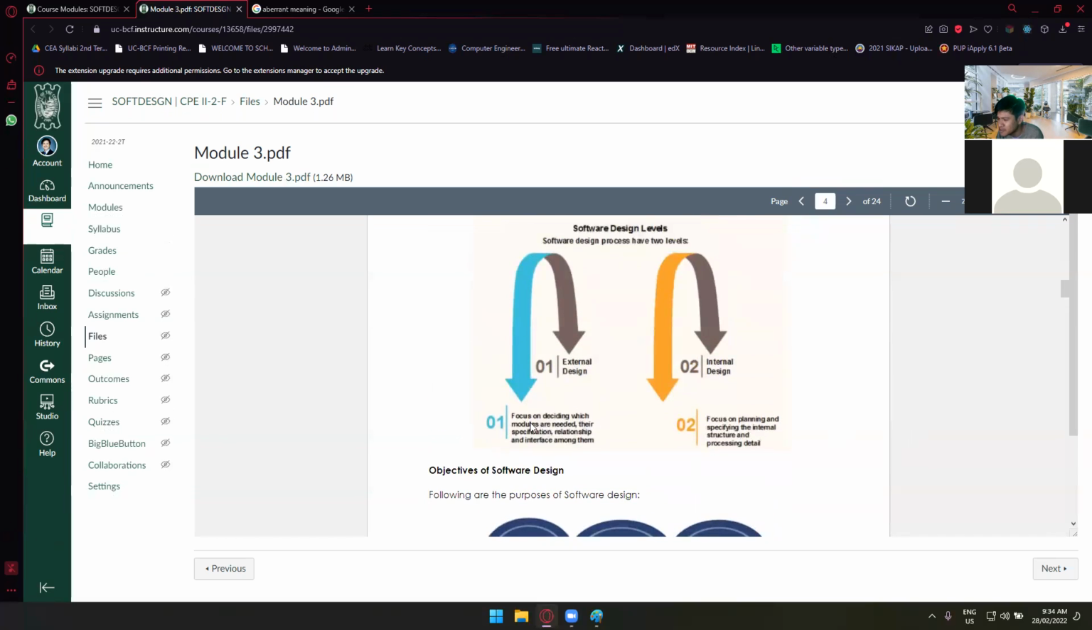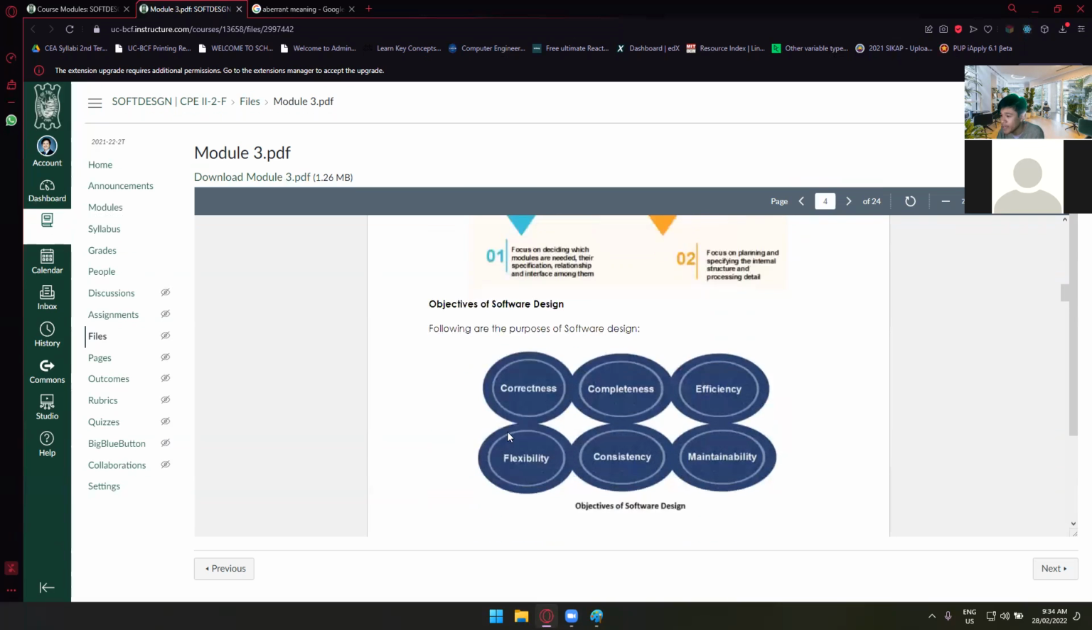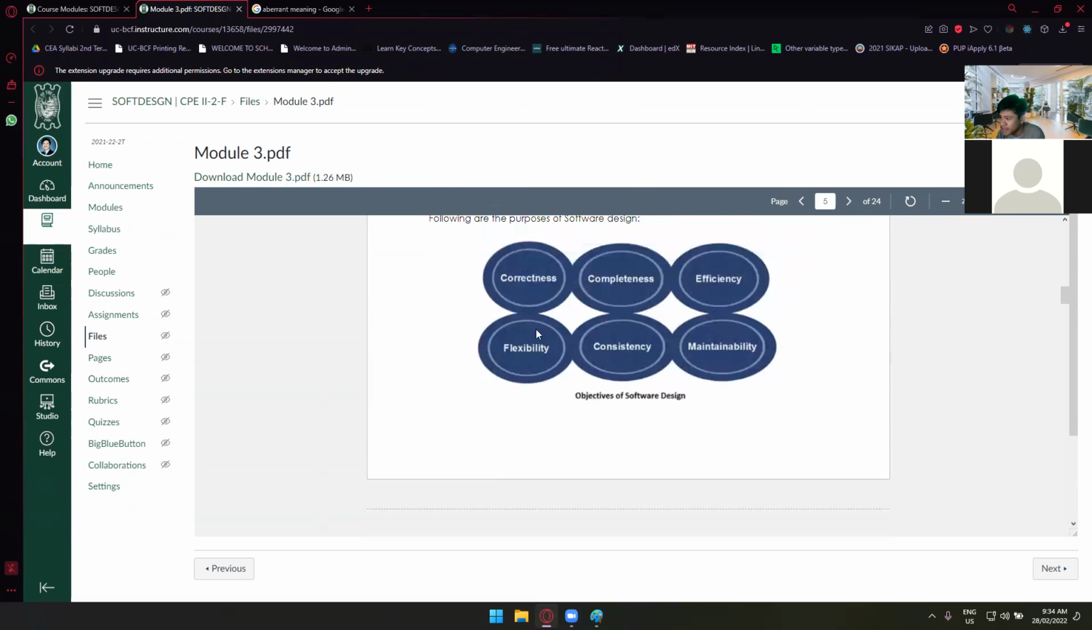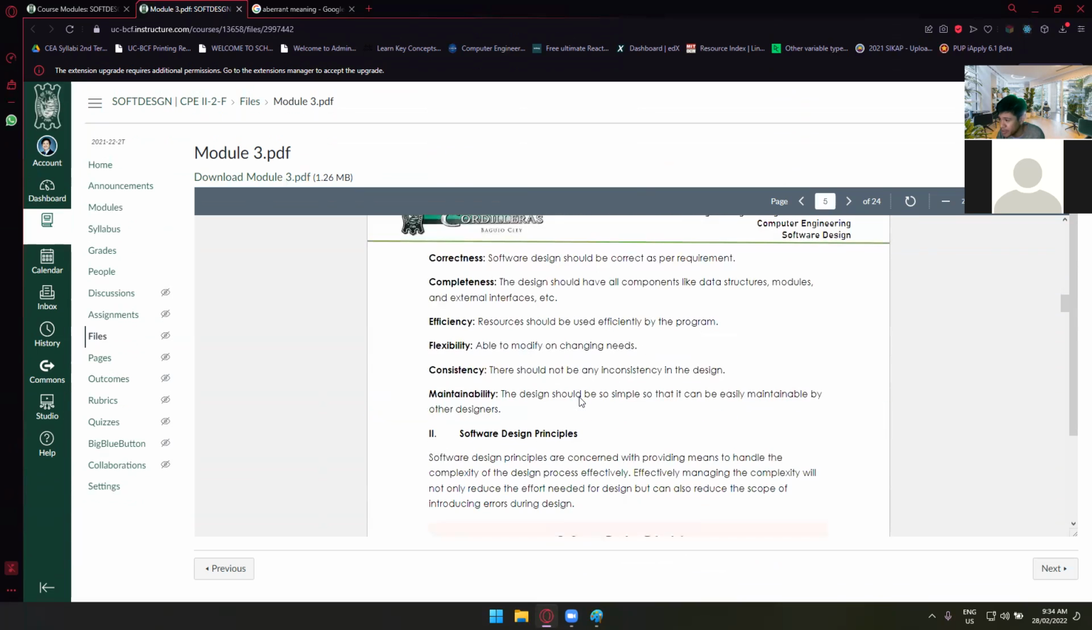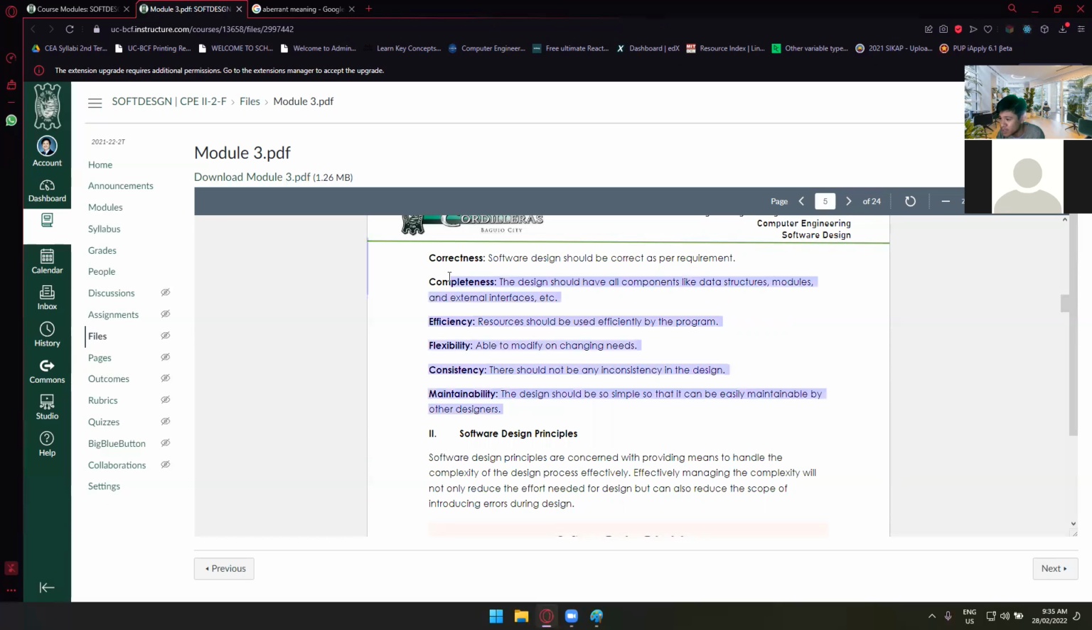So yeah, I guess their description is already clear, so I will not explain this one any more. Let's now move on to the objectives of software design. We have here the correctness, completeness, efficiency, flexibility, consistency, and the maintainability. I think this one is very straightforward. Even without reading the description, you already know the meaning of flexibility and the meaning of efficiency. So I'll just skip this part and leave this one to you guys.